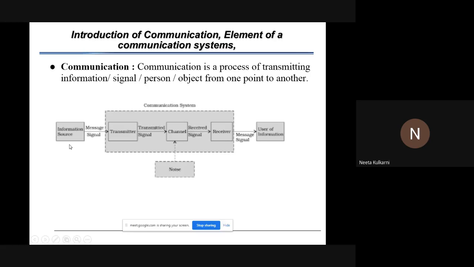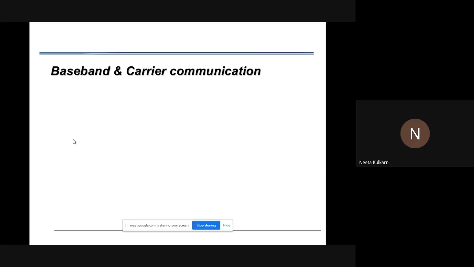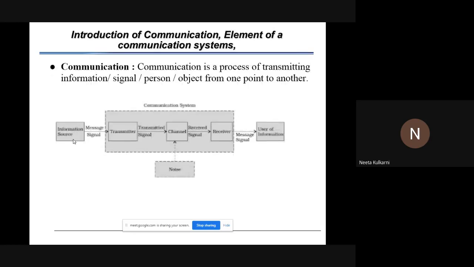Now you tell me, without modulation can we transmit the signal? Any signal? We can send it. For example, we will see that ahead in baseband and carrier communication. We can send the signal without modulation, but the natural property of a signal is that as the transmission distance increases, the strength of the signal will go on decreasing. That's why we have to apply some mechanism to increase the strength of the signal, and we do that with the help of modulation. Okay, that is the basic concept.